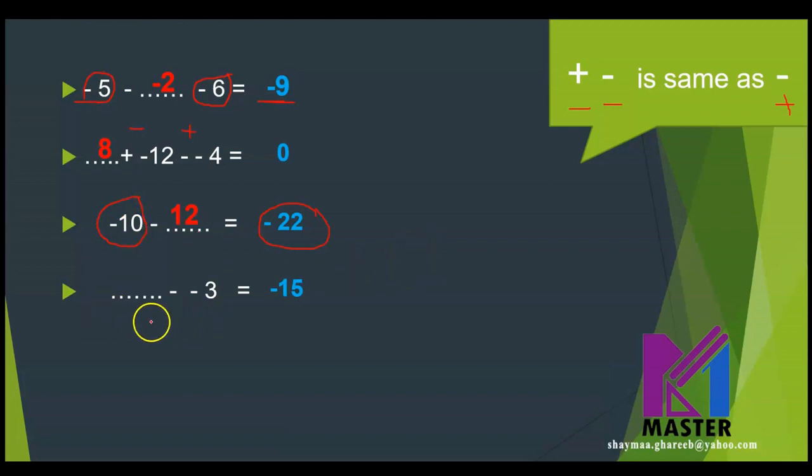The last example, what number minus negative 3 gives negative 15? We are going to change these two numbers into plus sign. So what number plus 3 will give you negative 15? So this number must be smaller than the negative 15 by 3. So what do you think? Which number? It will be number negative 18. Okay, is it clear now?